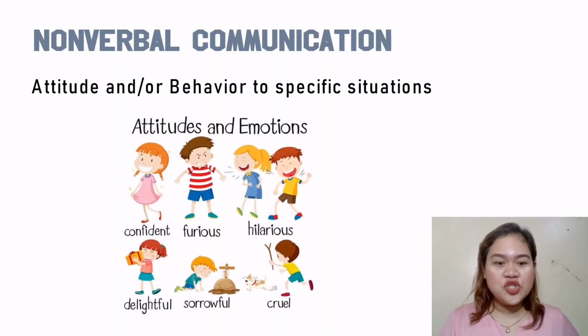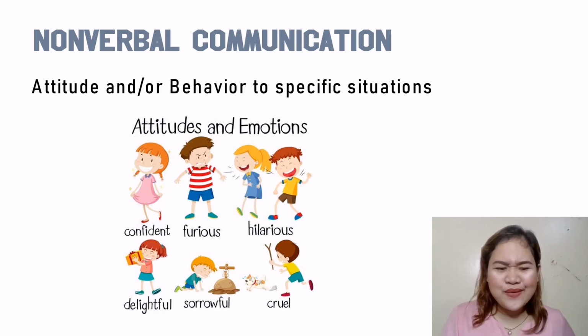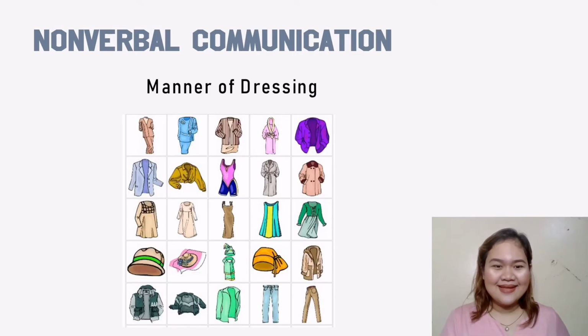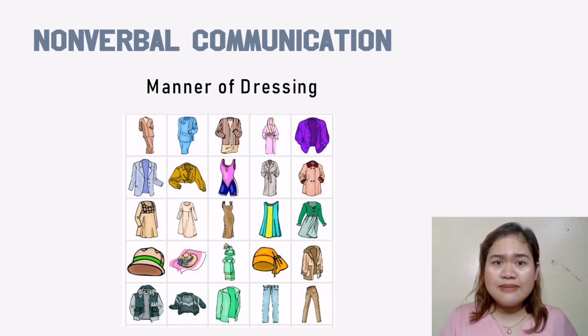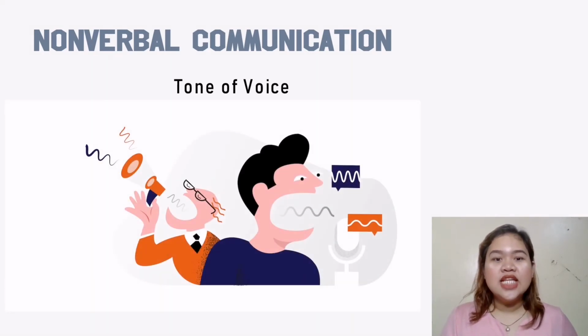The second one is attitude or behavior to specific situations. Nonverbal communication may portray different emotions like the following: confident, furious, hilarious, delightful, sorrowful, or even cruel. The next one is the manner of dressing. The way we dress tells a lot. Look at business professionals wearing suit and tie. The moment we see them, we think very highly of them. Lastly, the tone of our voice. The tone of your voice is under nonverbal communication, as tone suggests your feelings.